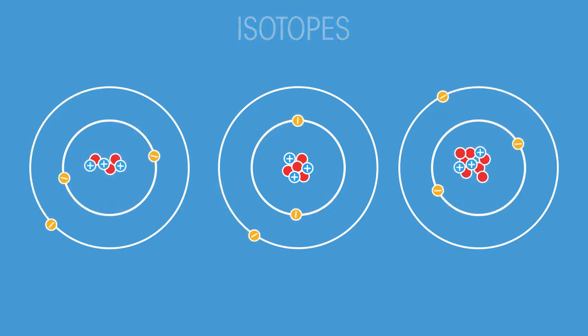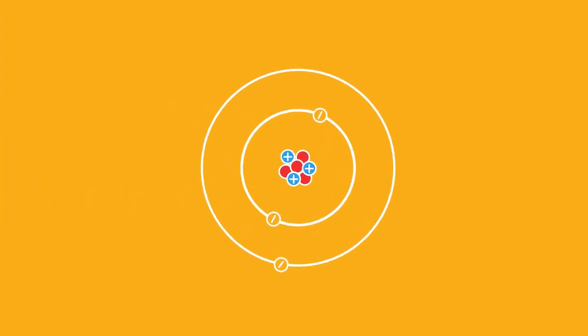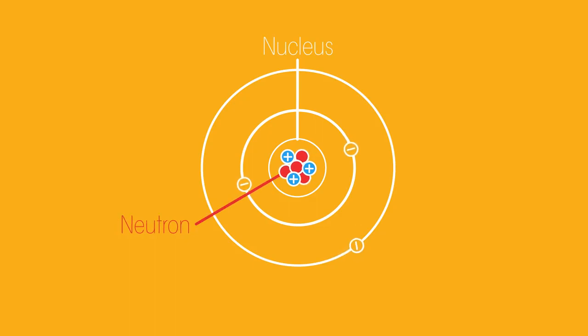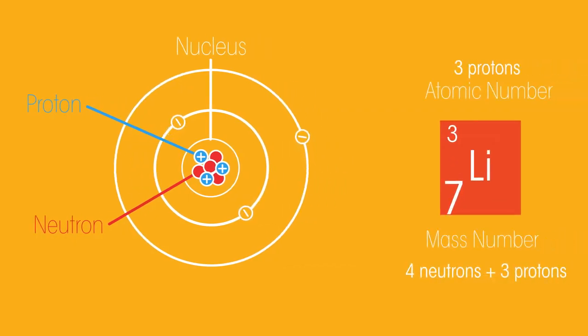Before we start, let's quickly recap the general structure of an atom. The nucleus is made up of neutrons and positively charged protons. The total number of these particles is called the mass number. They each have a relative mass of 1. Orbiting the nucleus in specific patterns are negatively charged electrons. These are much lighter. In fact, their mass is so small we can usually ignore it.